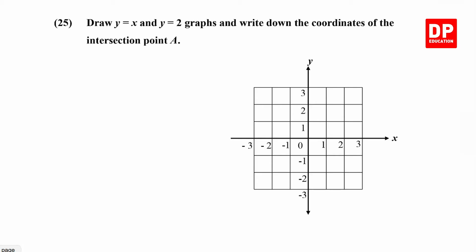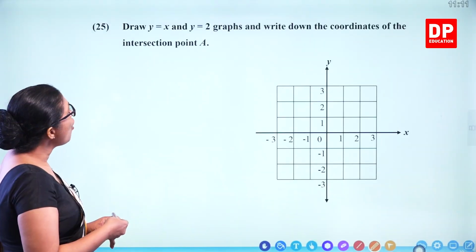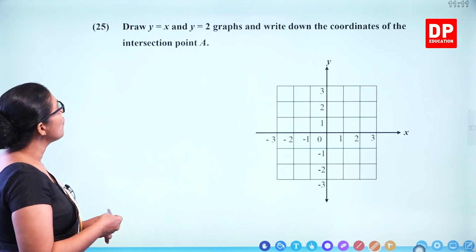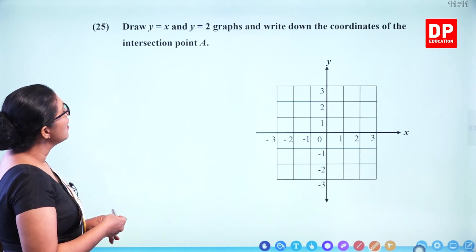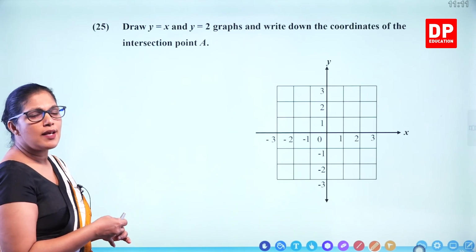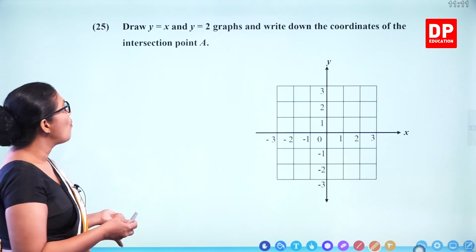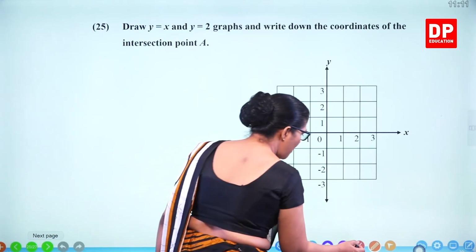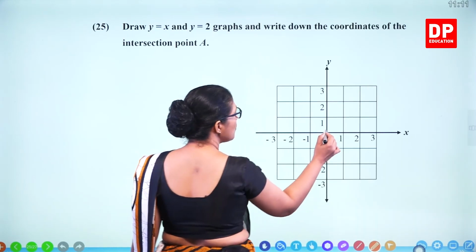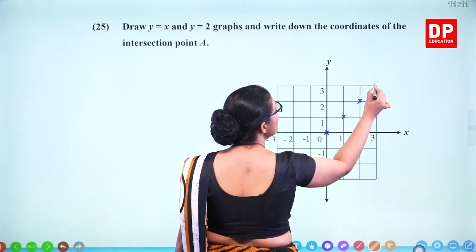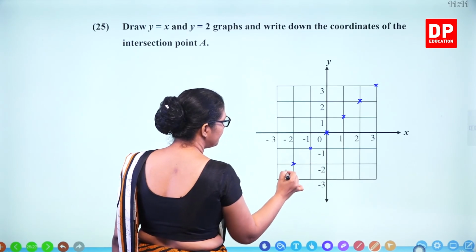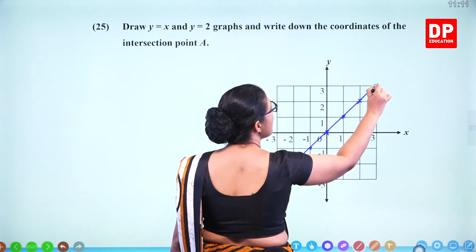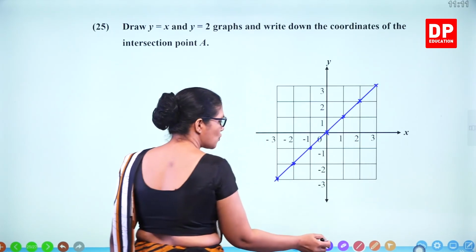Question number 25, the last question in this paper. Draw y equals x and y equals 2 graphs and write down the coordinates of the intersection point A. Y equals x means for any x value you get the same y value: 0, 0, 1, 1, 2, 2, 3, 3. Any point you can mark. So the line passes through these points. You don't need all the points. Just 2 points are enough to draw the line. That's the y equals x line.